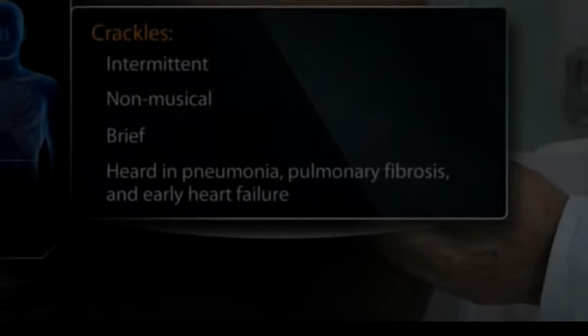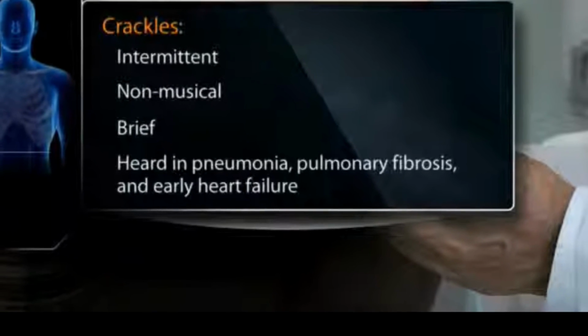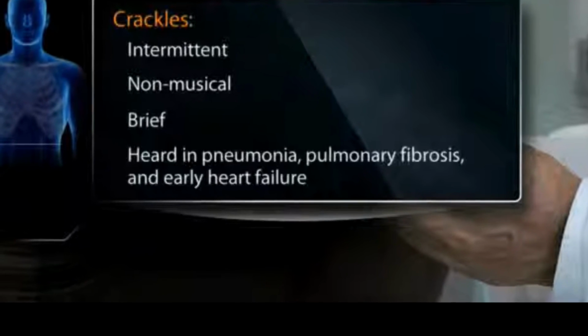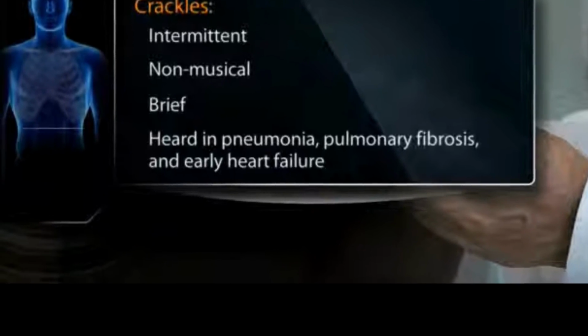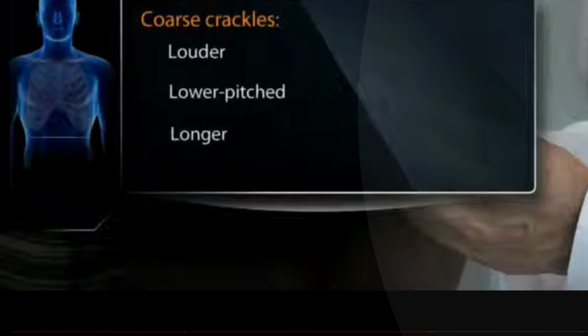The crackles are intermittent, non-musical and brief in time, and often heard in pneumonia, pulmonary fibrosis and early heart failure. While the coarse crackles are louder, lower pitched and longer. Now we compare the crackles or rales to wheezes and rhonchi.